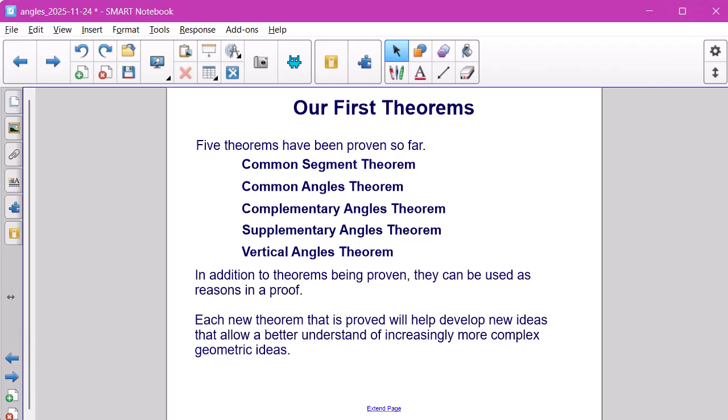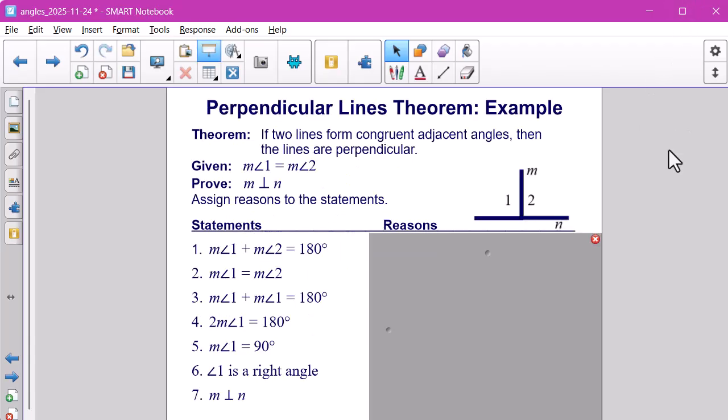complex geometric ideas. Let's try to work through another proof of a theorem called the perpendicular lines theorem. The theorem states that if two lines form congruent adjacent angles, then the lines are perpendicular. We are given that the measure of angle 1 is equal to the measure of angle 2, and we need to prove that M is perpendicular to N.